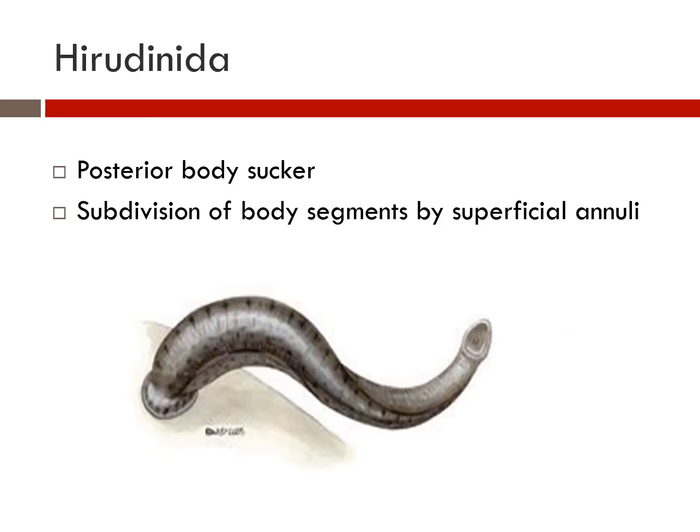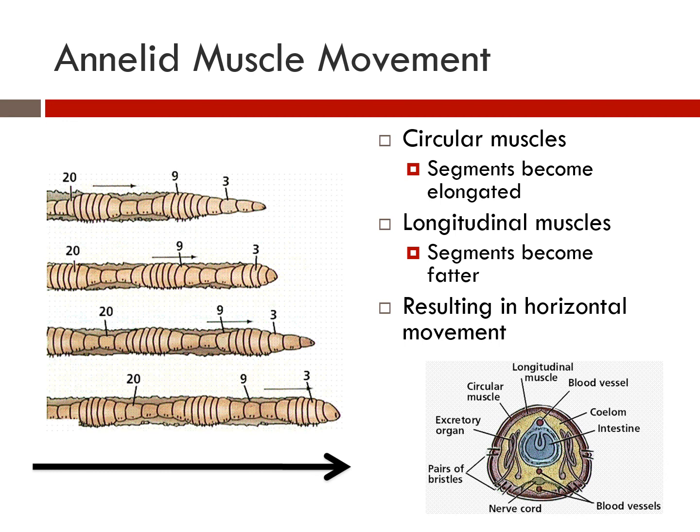The hirudineans, apomorphies for them are going to be the posterior body sucker, and then a subdivision of body segments by superficial annuli. This is a leech. They've got suckers at both ends. The posterior one allows it to inchworm along if it's trying to move up an object, and you can see how it latches on. But its main sucker is where the mouth is, and it's a leech, so it drinks blood.